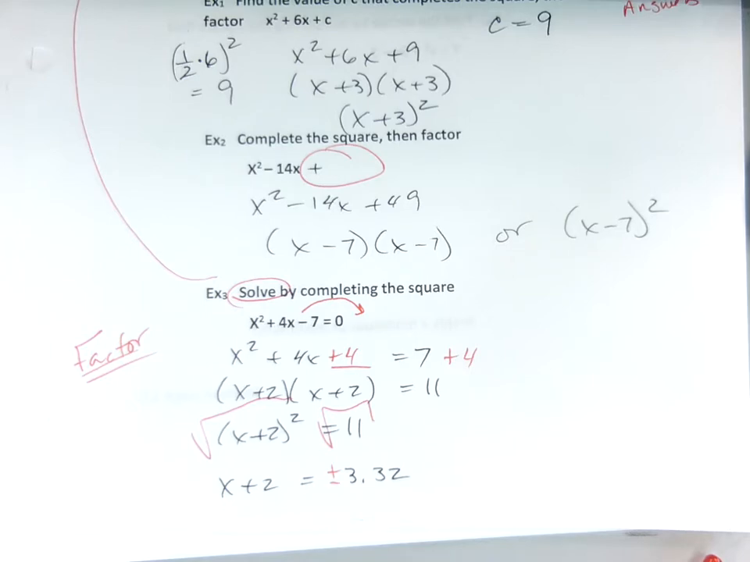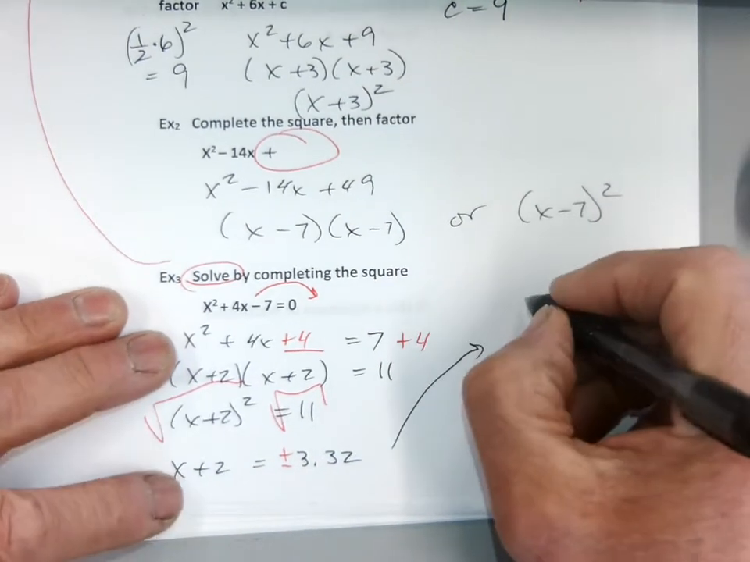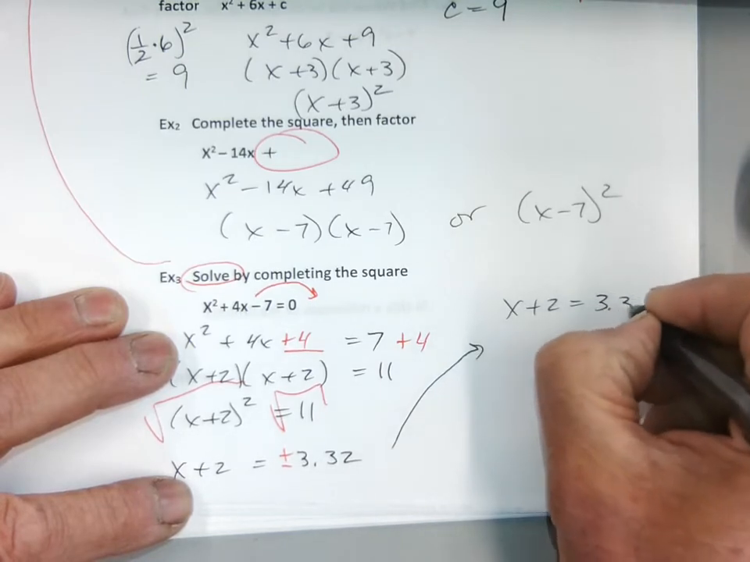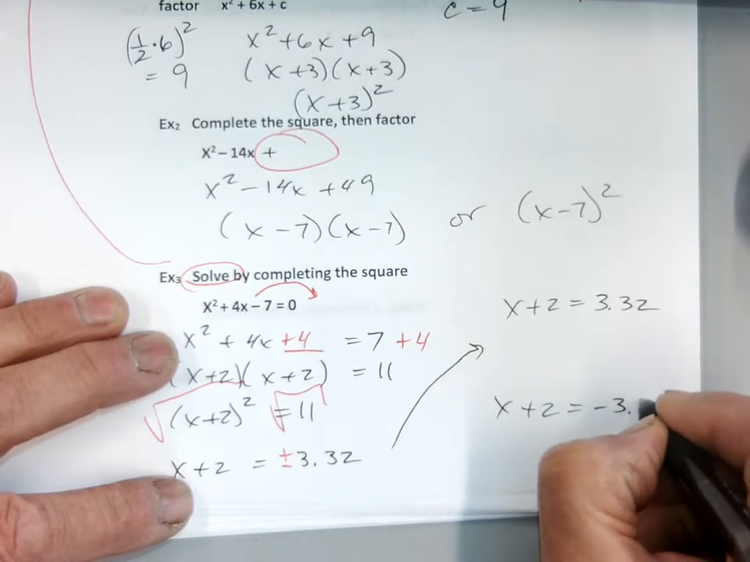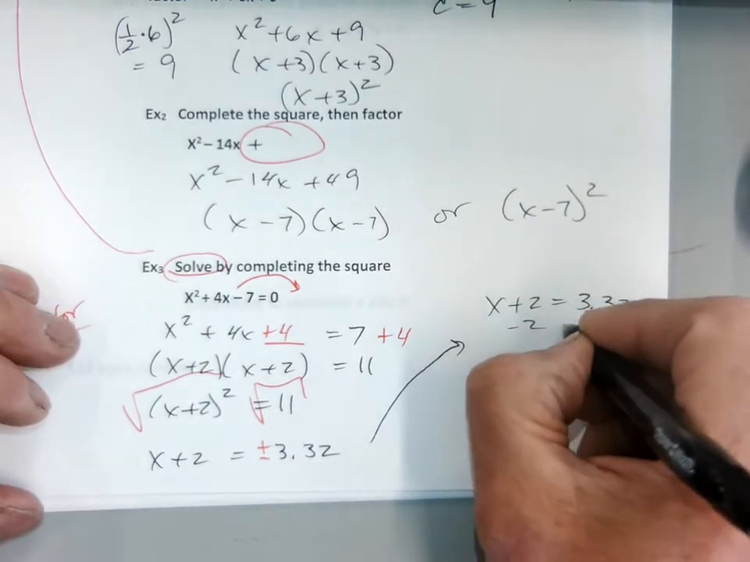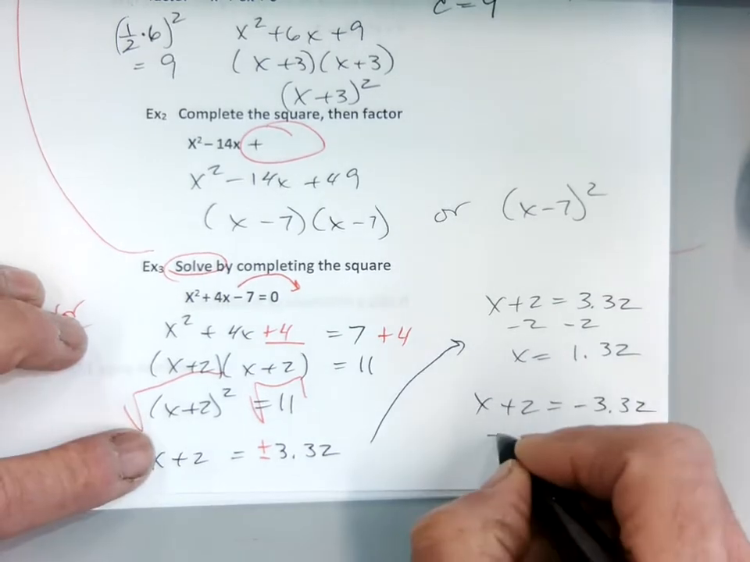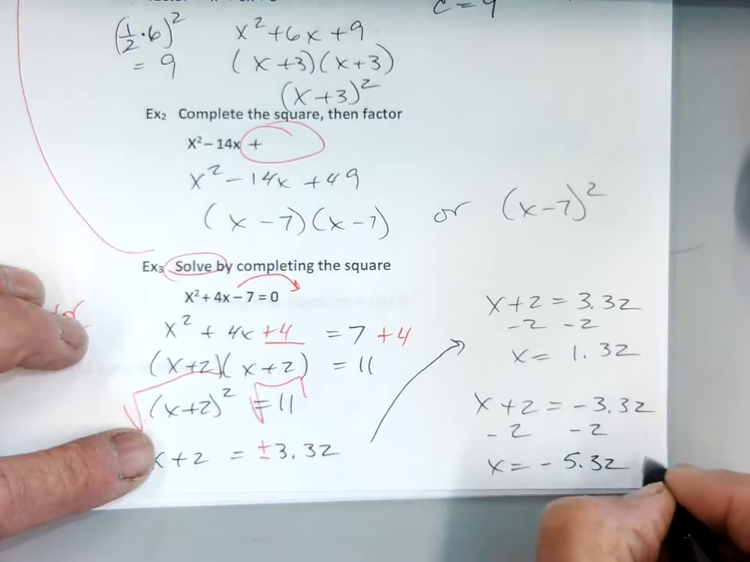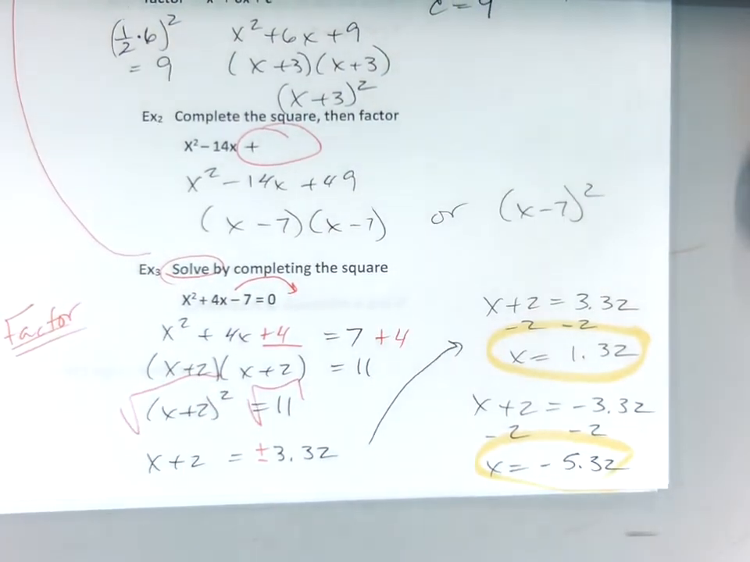So if I need 2 answers, I've got 2 equations, right? 2 little mini equations. So my 2 mini equations, I'll put them up here. I would have x plus 2 equals 3.32, and I have x plus 2 equals negative 3.32. And now it's easy. We're almost done, right? Minus 2, x equals 1.32. Minus 2, x equals negative 5.32. Circle those answers. Boom. So what do you think? We just did it. Pretty easy?